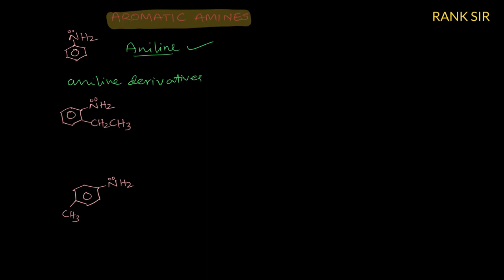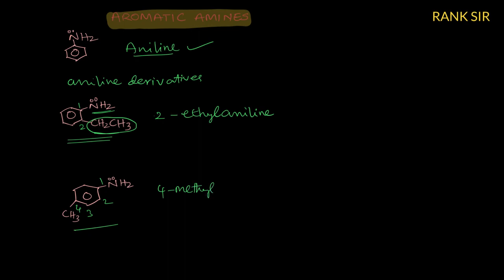So what is the IUPAC or common name considered? This is the functional group, the aniline NH2 group. Then this is an ethyl group. Therefore, at which position? The first position is the amine, and this is the second position. Therefore, we can say this is 2-ethylaniline. Next, if you consider this one, here 1, here 2, here 3, here 4. The fourth position is there. Therefore, it is called 4-methylaniline.